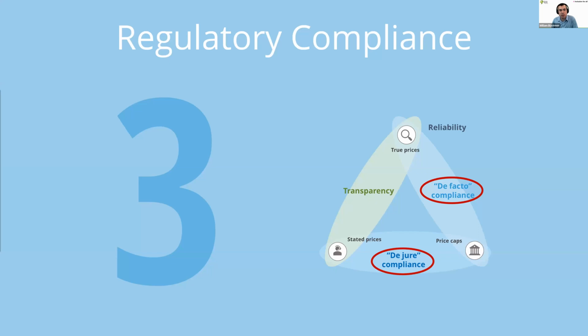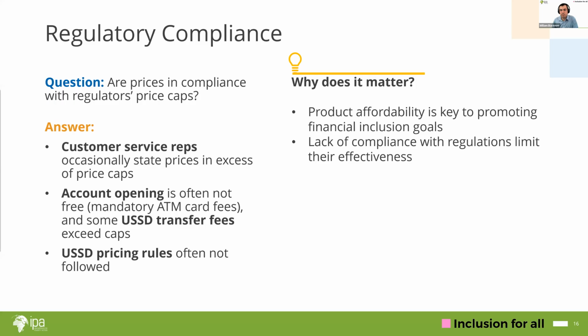Finally, I focus on regulatory compliance. And we break this into 2 parts. First, we look at de jure or official compliance by comparing stated prices provided by customer service representatives with regulatory price caps. We also look at de facto compliance or compliance in practice by comparing the true prices recorded in our transaction audit with these price caps. So really our central question for regulatory compliance is whether prices customers experience are in compliance with regulators' price caps.